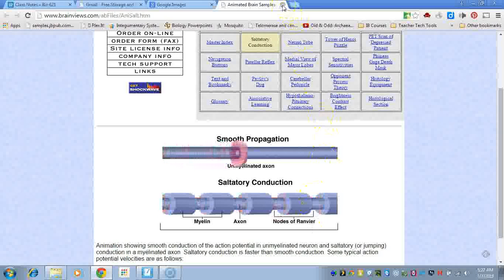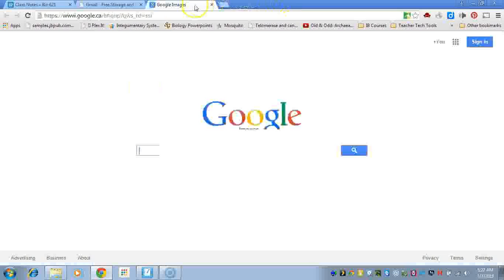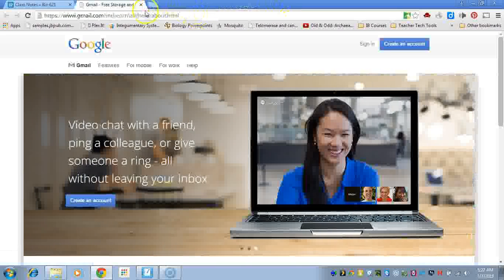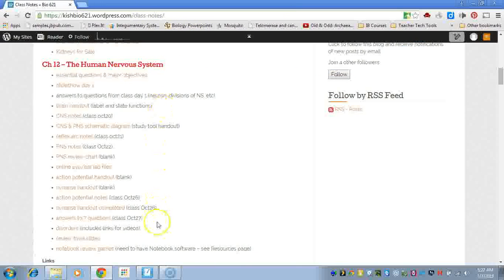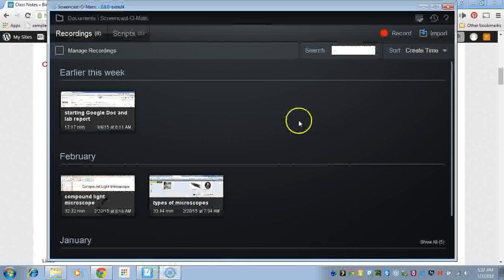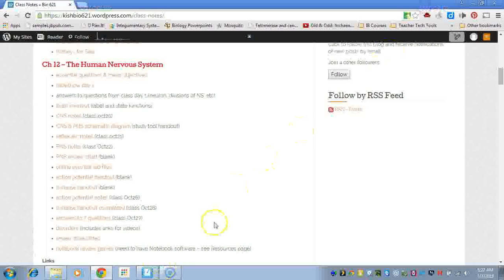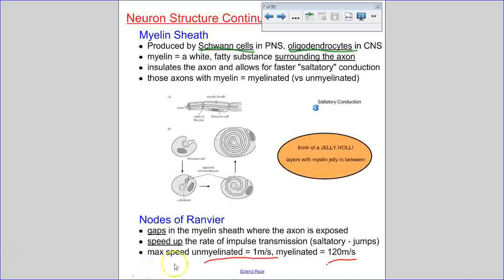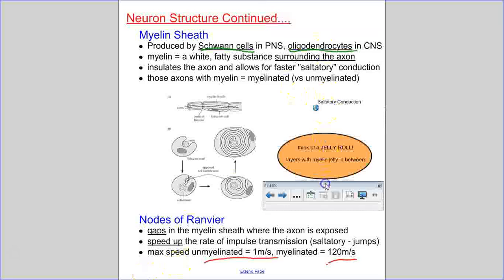Okay, so we call it saltatory conduction, and that's basically where the message can jump from node to node, and it speeds up the transmission. If we didn't have myelinated axons, then our messages would travel too slow for us to be effective.